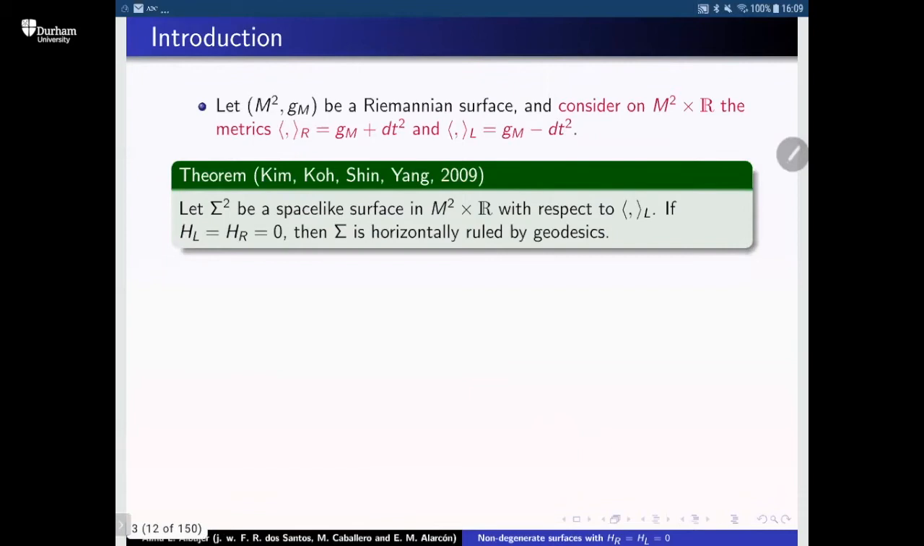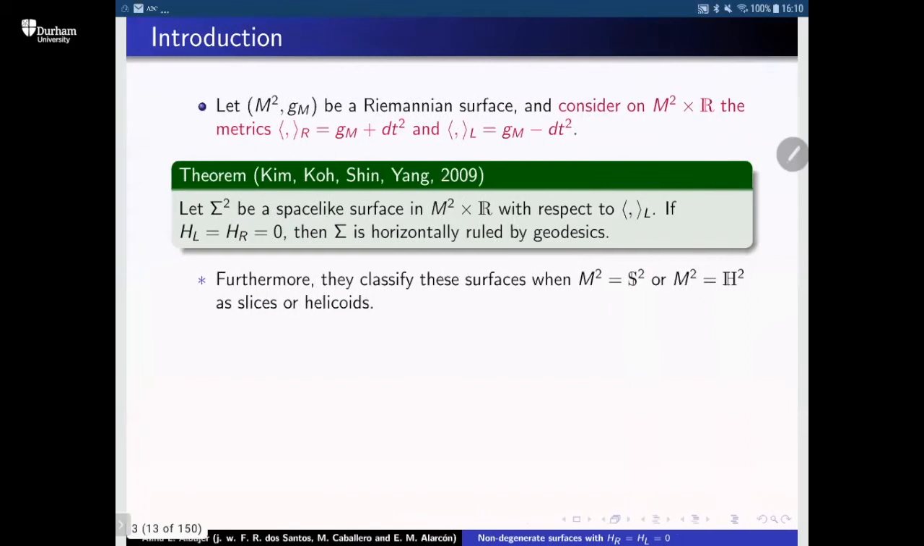In this ambient space, a group of Korean mathematicians, Kim, Ko, Shin, and Yang, proved in 2009 that if sigma is a space-like surface in such an ambient space, and it is simultaneously minimal and maximal, then it should be horizontally ruled by geodesics. So they extended the result of Kobayashi. Moreover, in the case where the fiber is a space form, so the sphere or a hyperbolic plane, they could classify those surfaces as slices or helicoids.